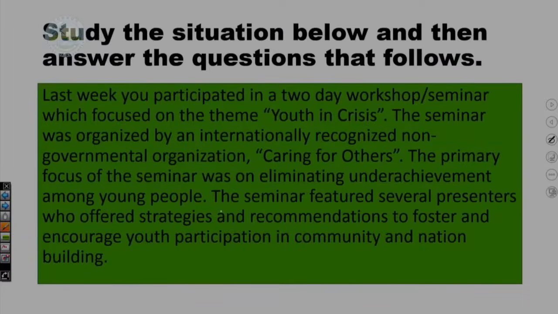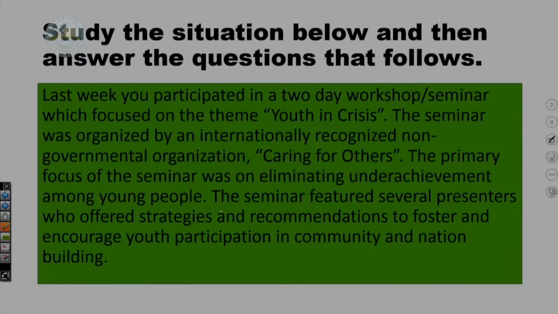So let's take a look at a stimulus. Study the situation below and then answer the questions that follow. You can be presented with a stimulus like this to write an article on. We're not going to write the actual article in this session, but I want you to see what a possible stimulus for an article will involve. I'm going to ask you to take out your smartphones again, take a picture, save it, look at the various elements, and we're going to see what is being asked of you as a student.